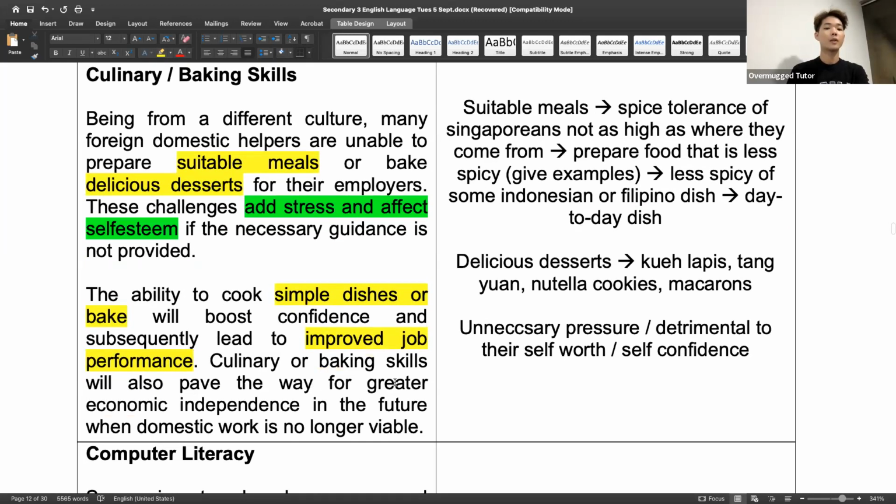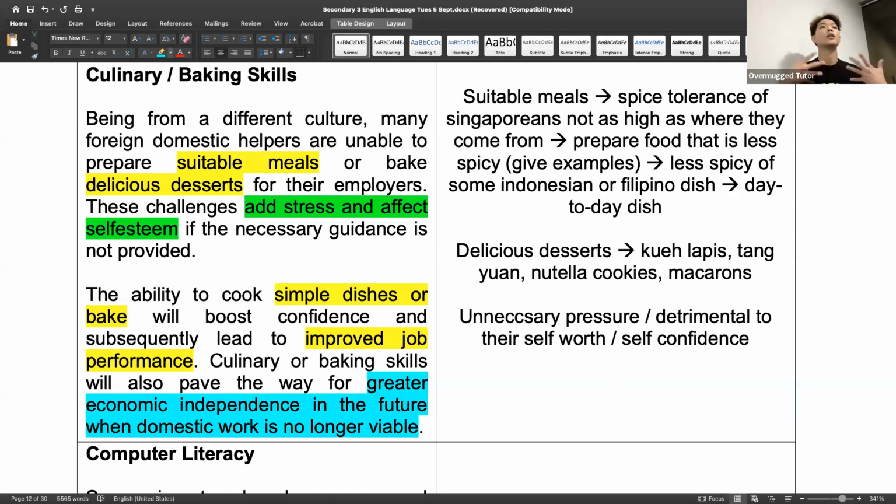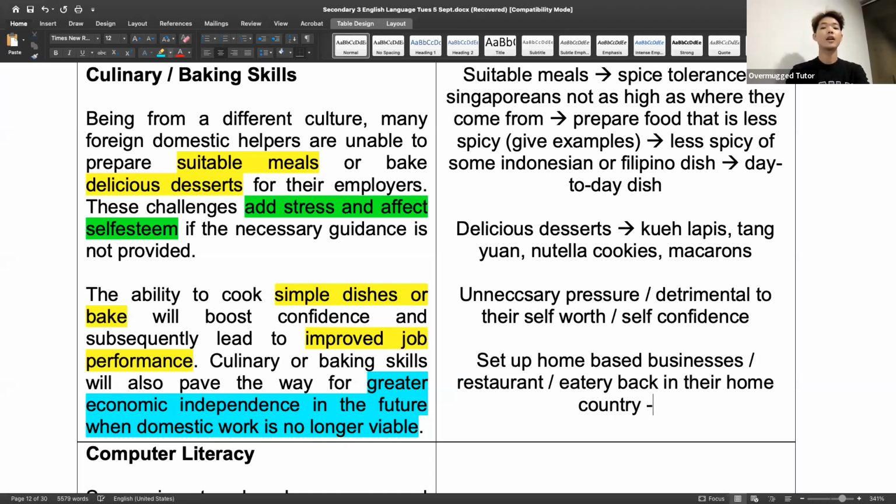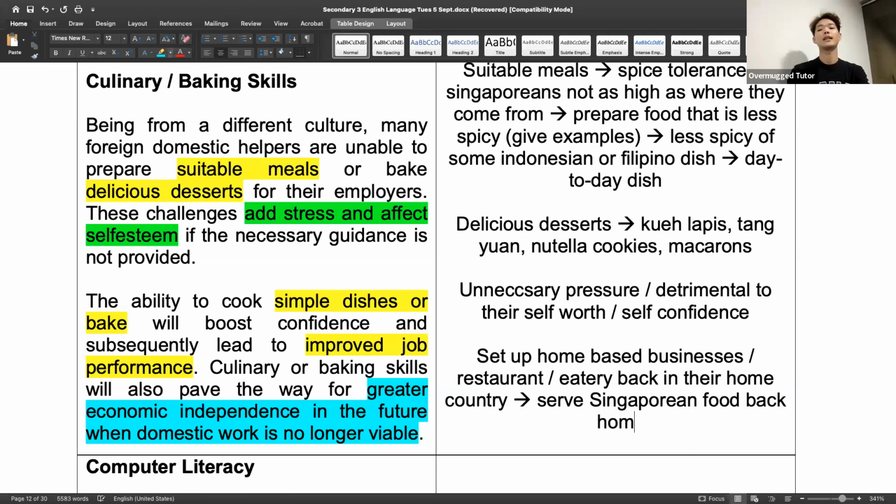Pave the way for greater independence. So they say when domestic work is no longer viable, you can also elaborate on this. After they cannot be your domestic helper anymore, it is fine. They can set up home-based businesses or a restaurant or an eatery back in their home countries. In fact, they can even serve Singaporean food back home. That is something very unique that you can talk about as well.